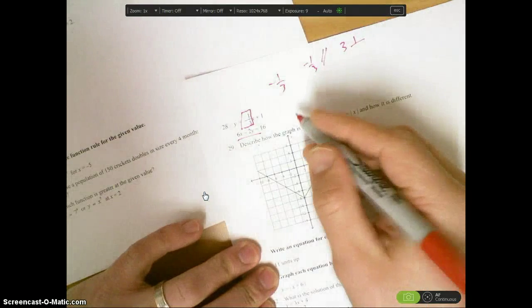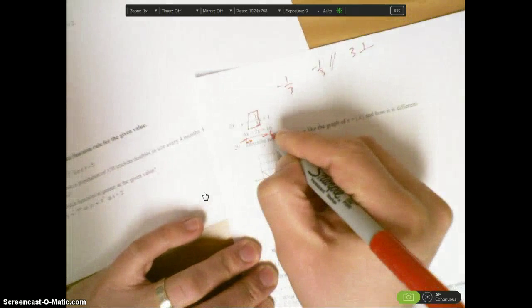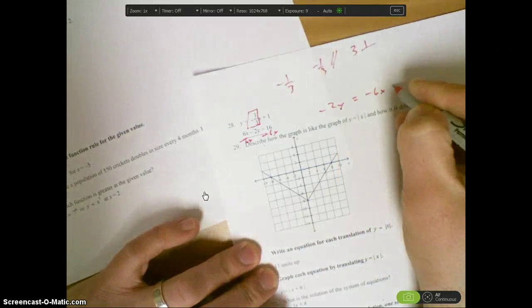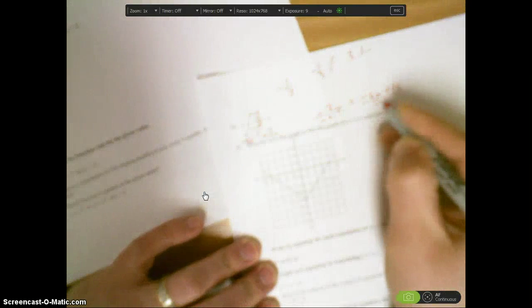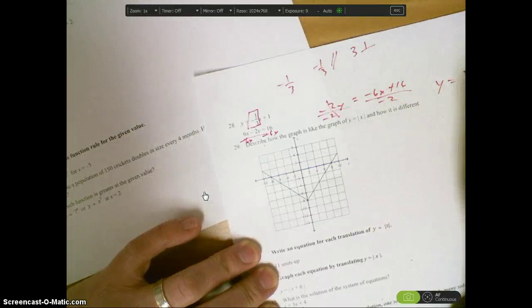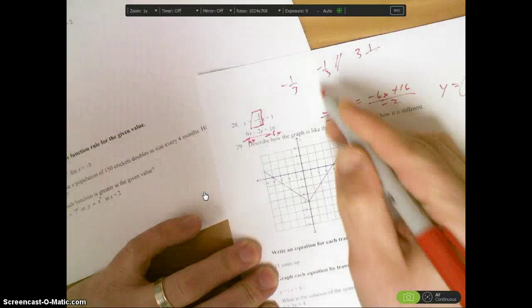So solve this for y. I'm going to subtract 6x from both sides. Negative 2y equals negative 6x plus 16. I'm going to divide both sides by negative 2. Y equals negative 6 divided by negative 2, which is positive 3. These lines are perpendicular. So the slope of this line is 3x minus 8. The slope is 3. It is the negative reciprocal of negative 1/3, so the lines are perpendicular.